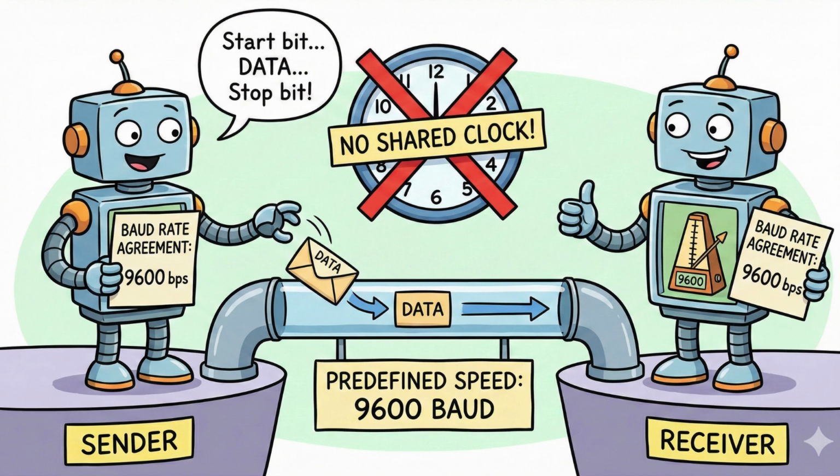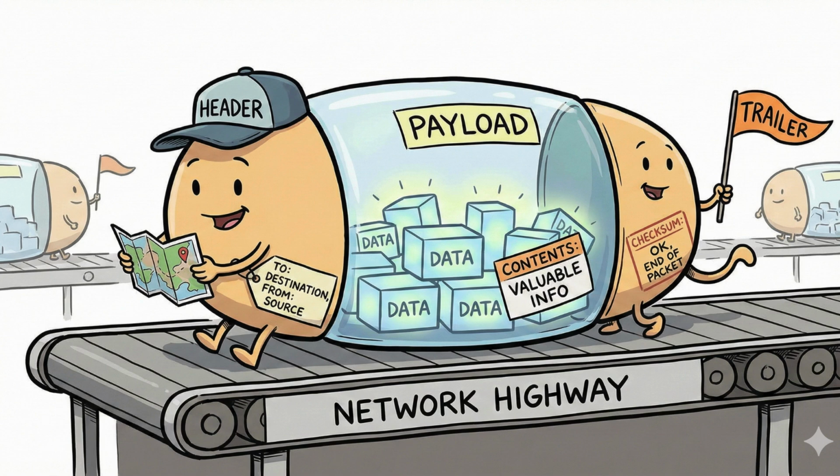That is asynchronous communication. Here, the robots, devices, must agree on a speed before they start talking. This is called the Baud rate, for example, 9,600 bits per second. Since they don't share a clock, they rely on this pre-agreement to know exactly when to look for data.